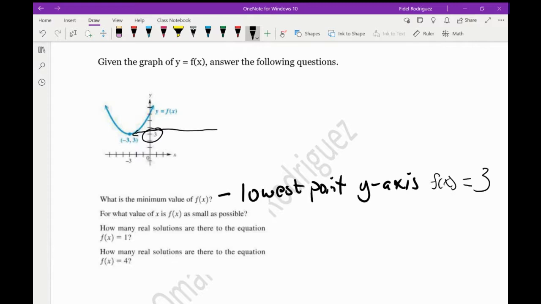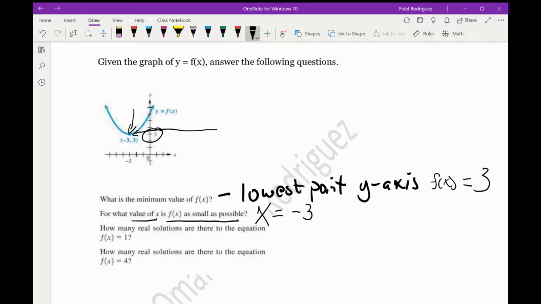Okay. Then the second part says, for what x value is f of x as small as possible? All they're saying is, at this low point right here, what is the x value there? Well, the x value happens to be at -3.